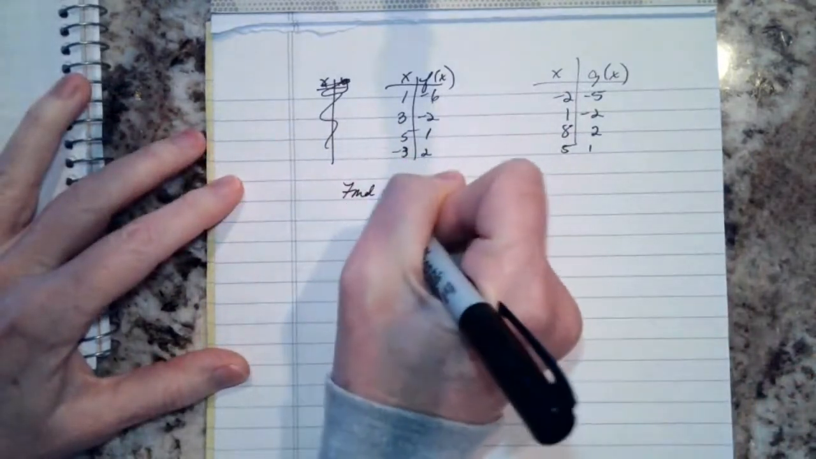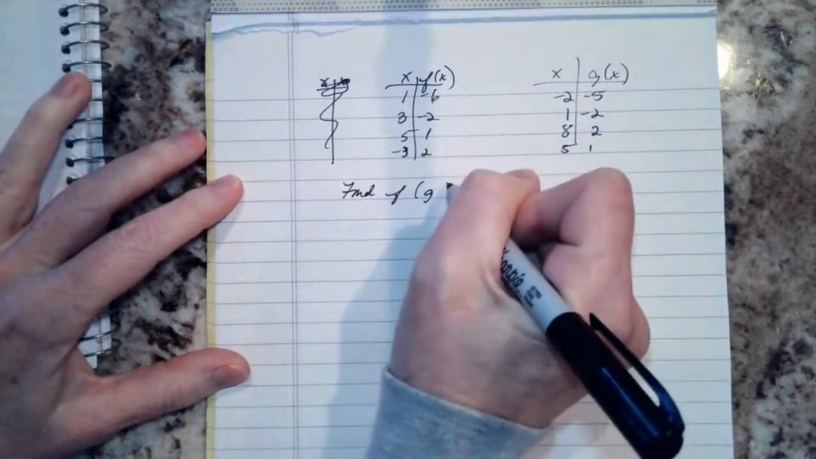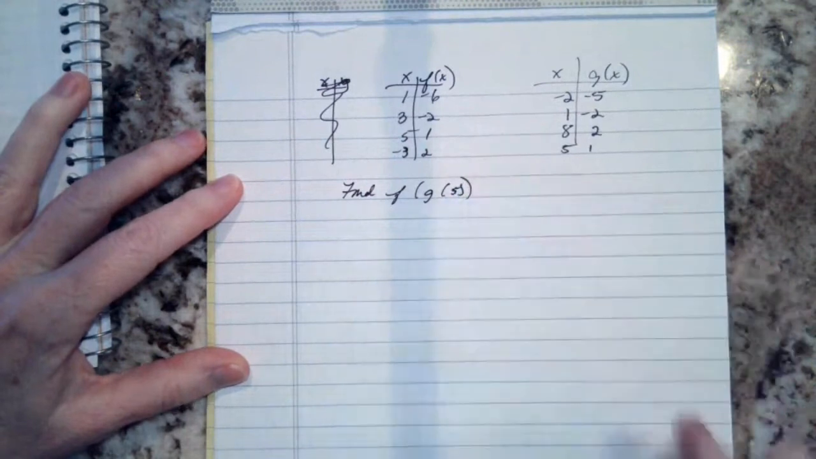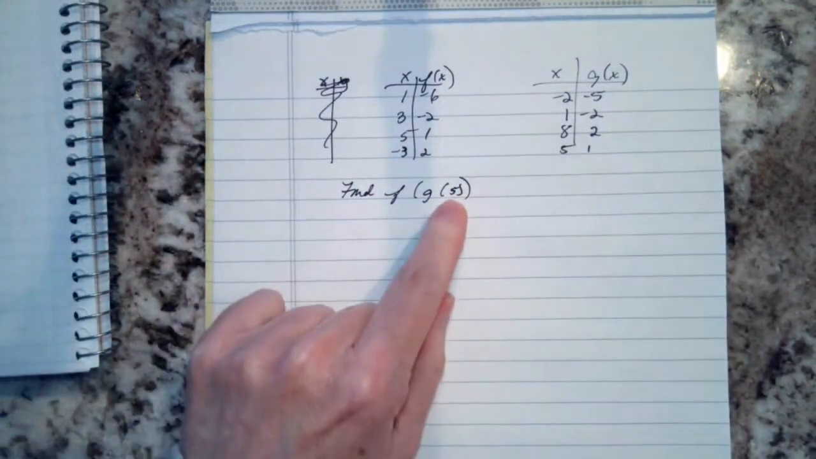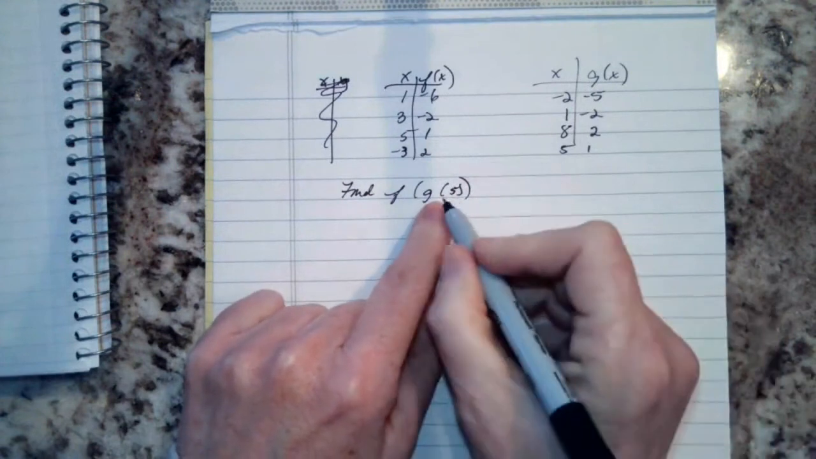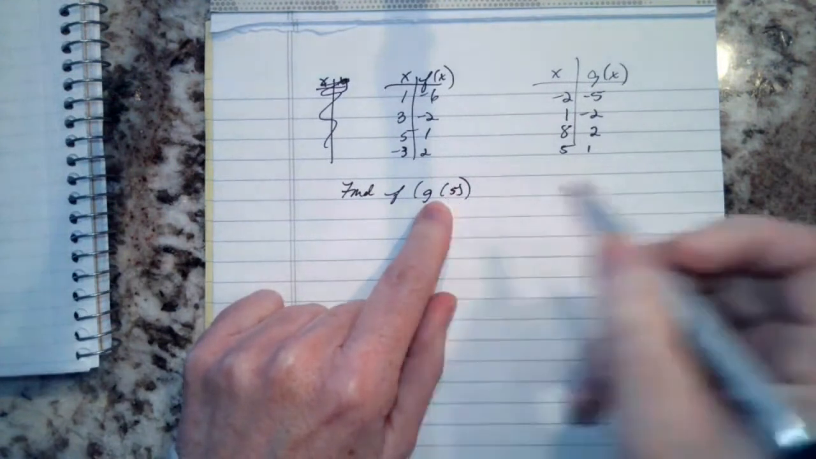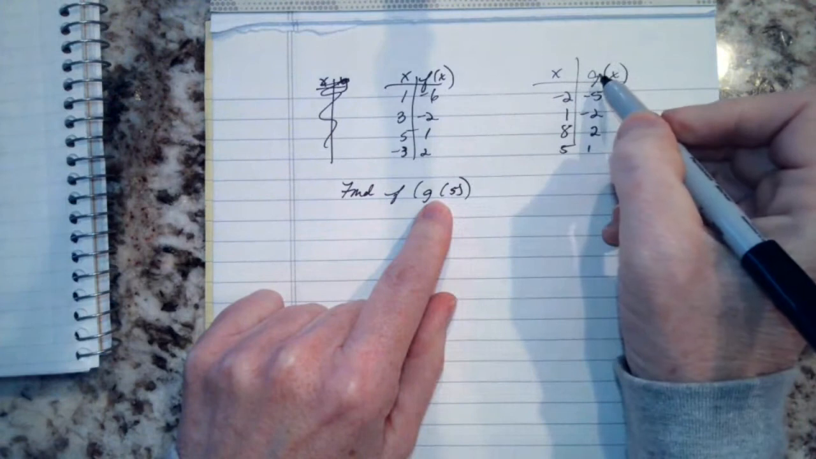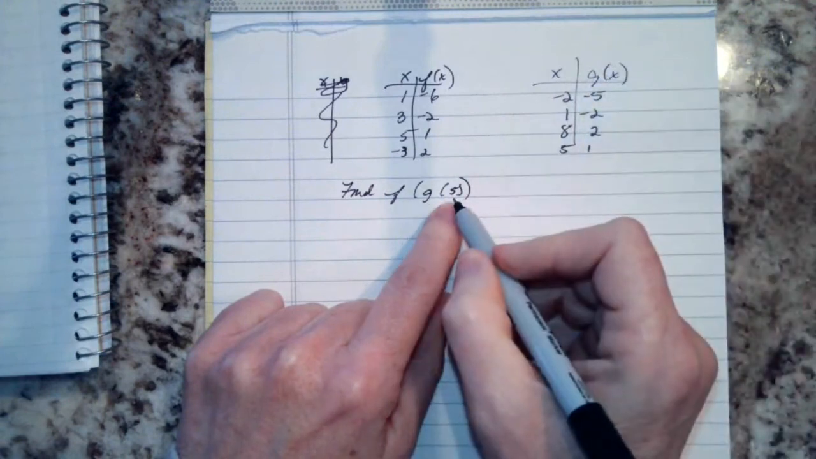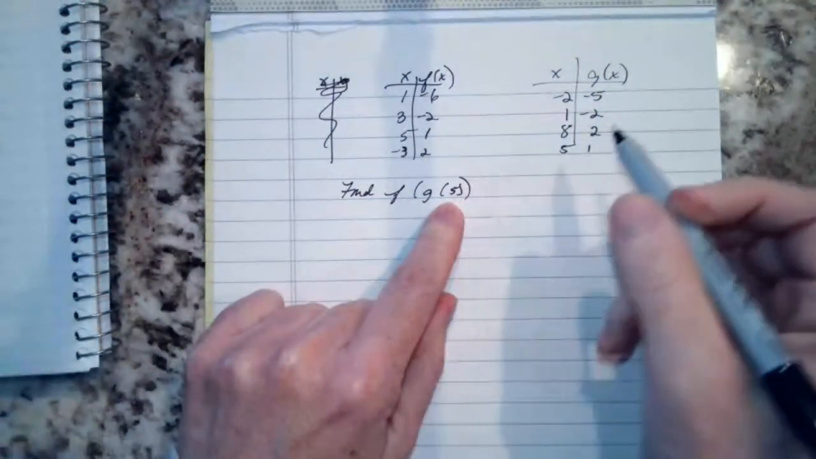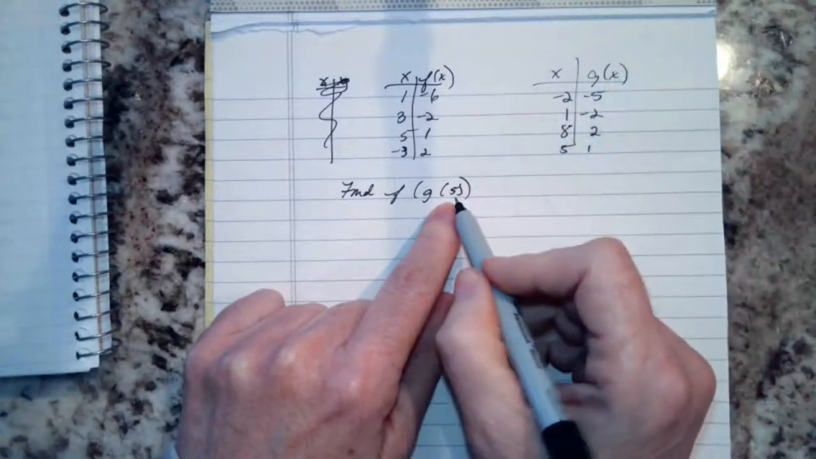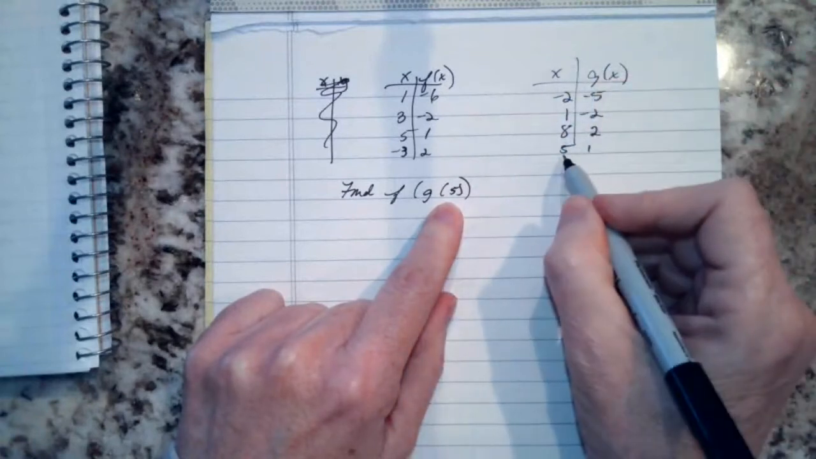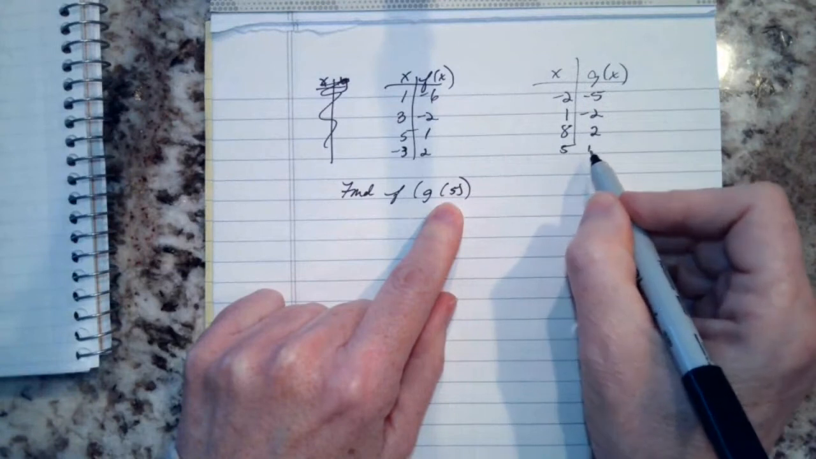Let's first find f of g of 5. You know enough about these that you know we're going to start in here. Let's find g of 5 first. So we know we're going to the g function. They're giving us the x, we're finding the y. So go over to the g function, find where the x is 5, right there, and give them the y.